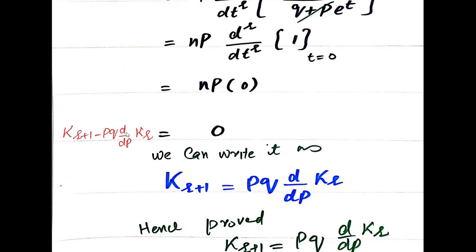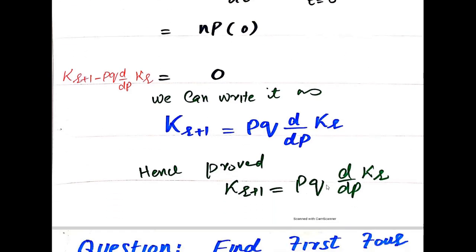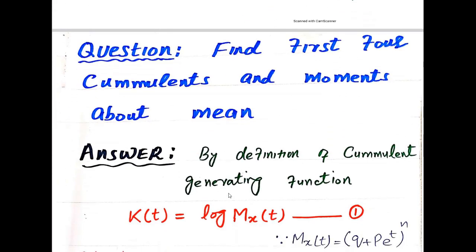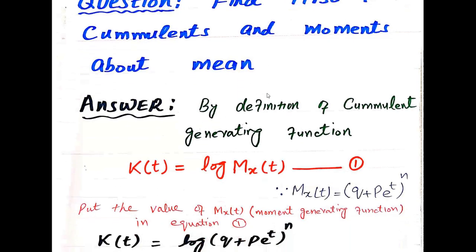Take this minus term to the right side. So we can say that k_(r plus 1) is equal to pq d over dp of k_r. Hence we prove this relationship. Now our next question is to find four cumulants and moments about the mean.